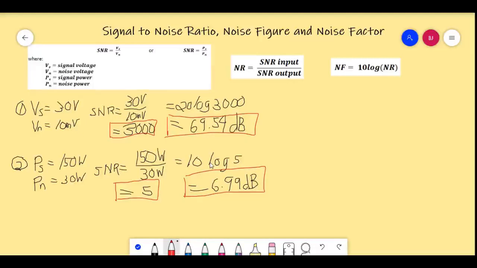Now, the signal to noise ratio of an electronic system actually varies depending on its parts. Sometimes it would have a different signal to noise ratio at the input as compared to the output. Although we want our signal to noise ratio as high as possible, due to some limitations of technology and the components in hand and other factors, signal to noise ratio will be different in the input and in the output.